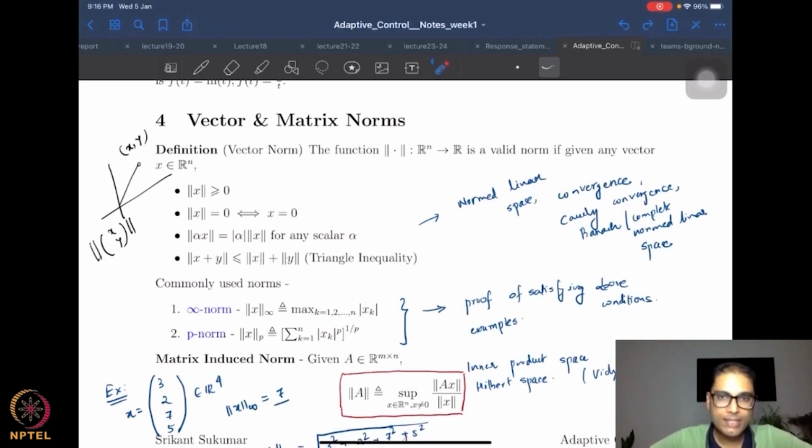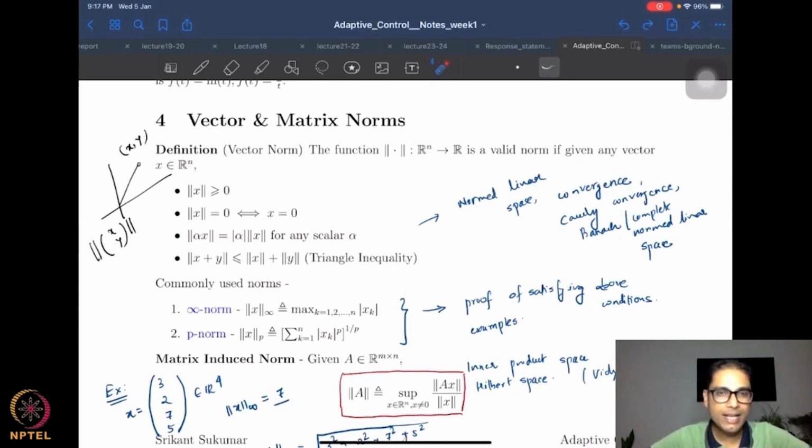All right, since we have vectors and then we have matrices which are operating on these vectors, it is important for us to have a measure of the size of these vectors, because we eventually want a lot of these vectors to go to 0, right? Or we want one vector to dominate another vector.